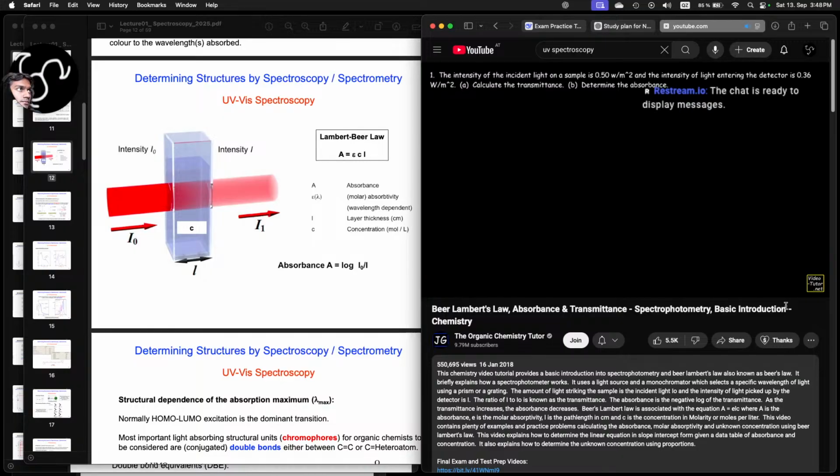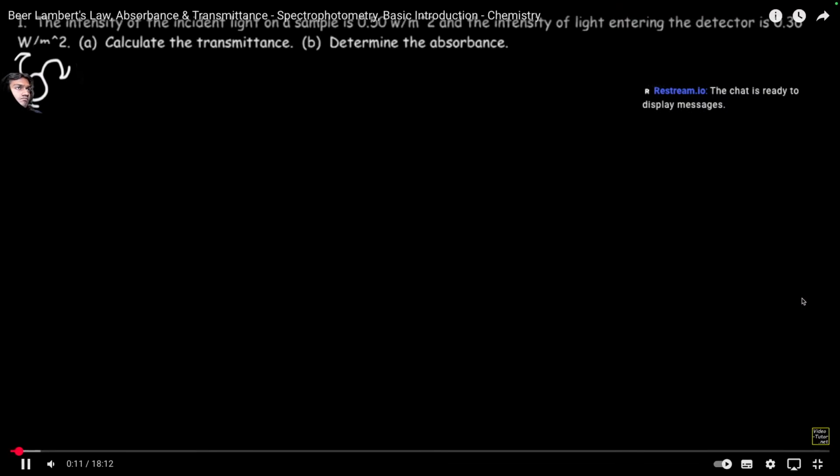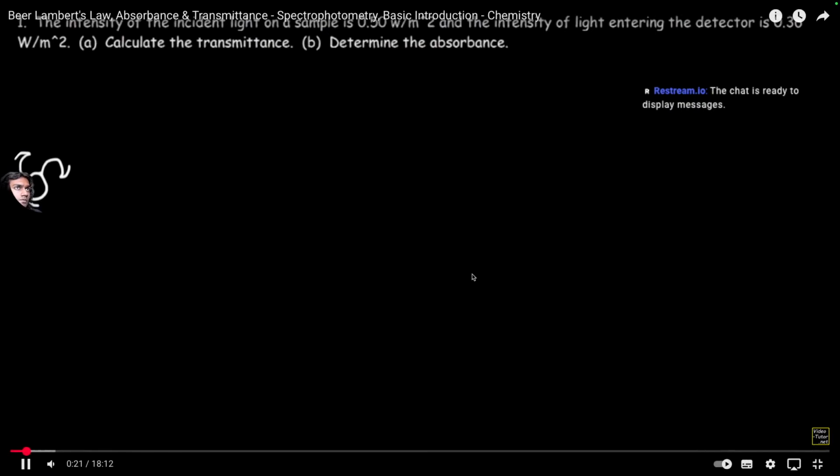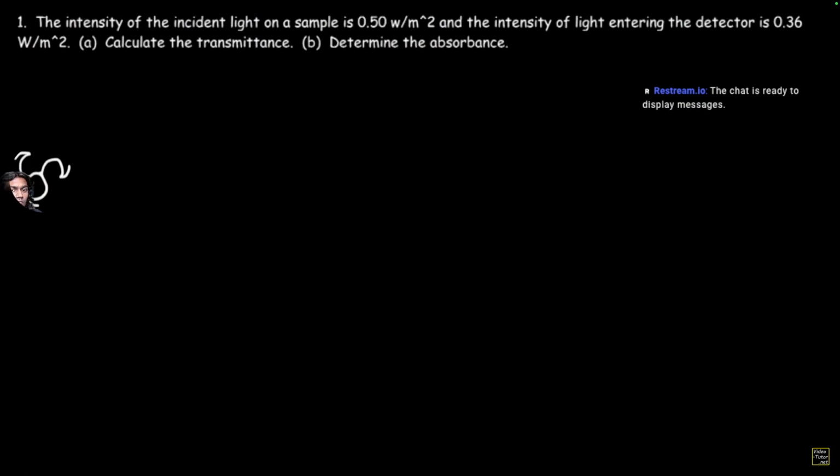Over spectrophotometry and cover some problems on Beer-Lambert's law. So let's start with this one. The intensity of the incident light on a sample is 0.5 watts per square meter, and the intensity of light entering the detector is 0.36 watts per square meter. Calculate the transmittance and determine the absorbance.